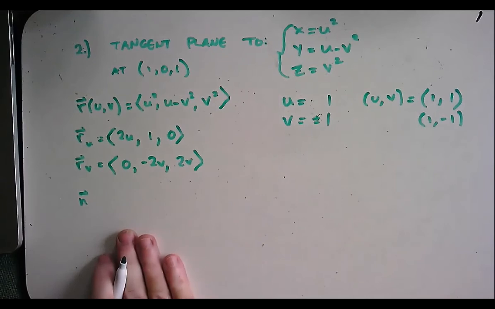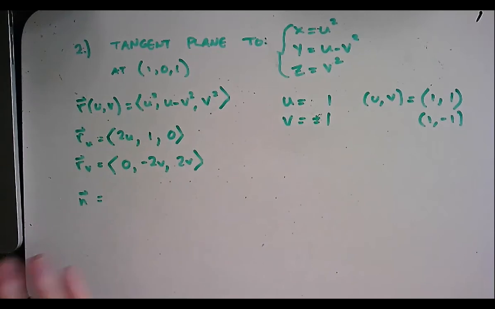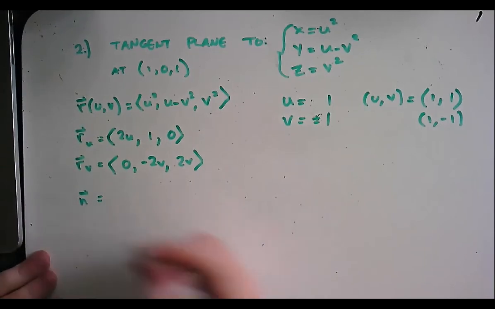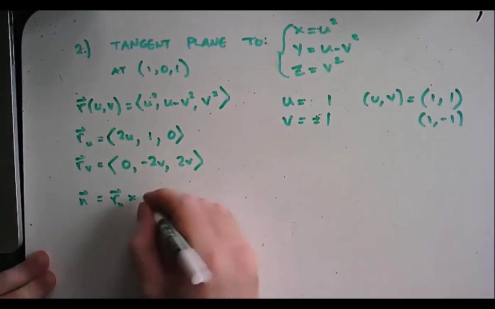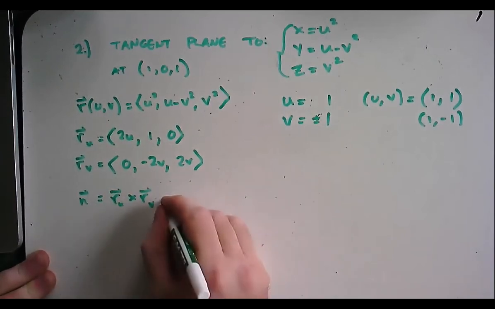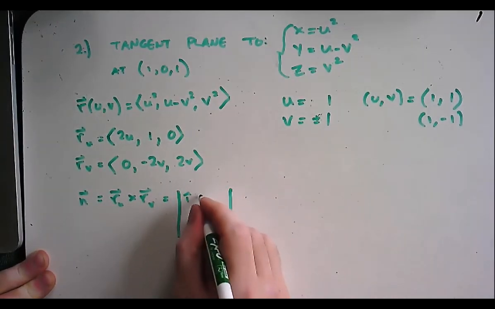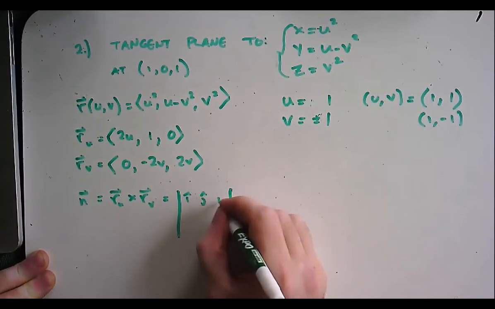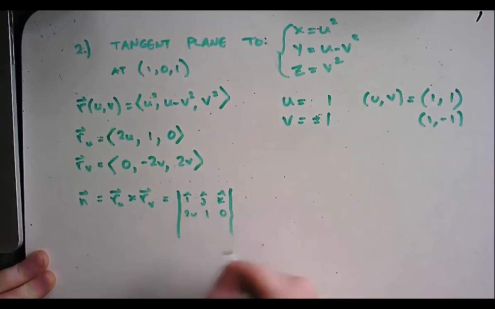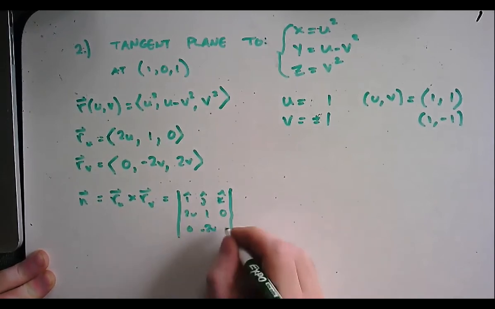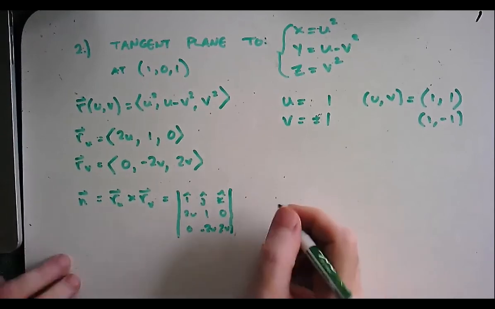N could have really any magnitude, so we might normalize it later, but n could have magnitude other than 1. So the normal vector will be r sub u crossed with r sub v. And so I'll write out our determinant here. We've got i hat, j hat, k hat, and we have 2u, 1, 0, 0, negative 2v, and positive 2v. Sorry for writing really small there. Hopefully you can read that.